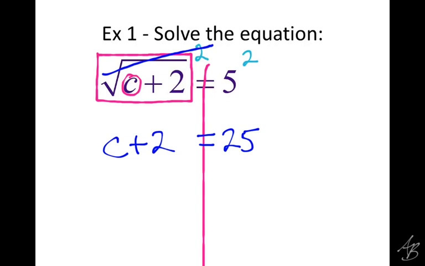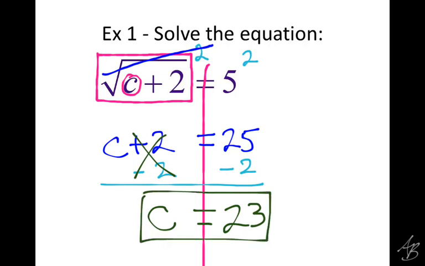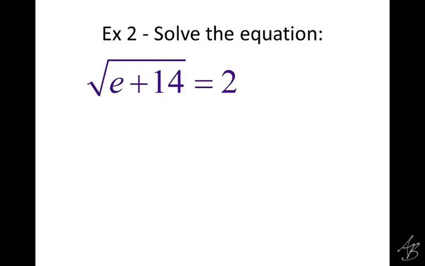Now what? Subtract 2. This is the solve as usual part. We're just solving like we normally do. The 2's cancel, leaving c, and 25 minus 2 is 23. Next problem. This one's really similar.